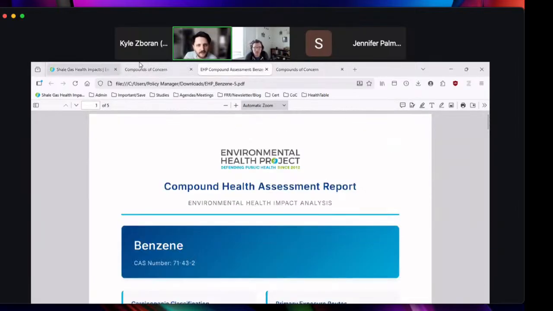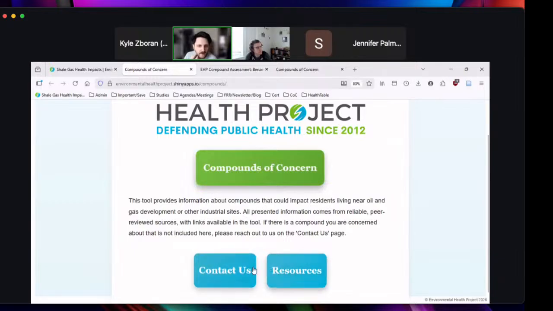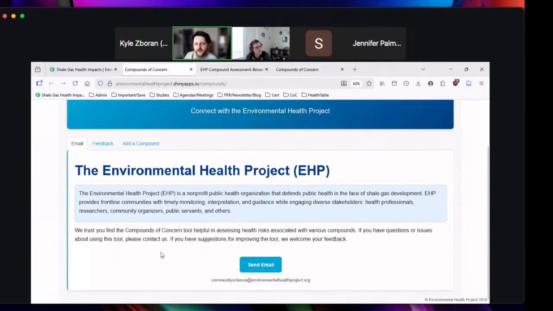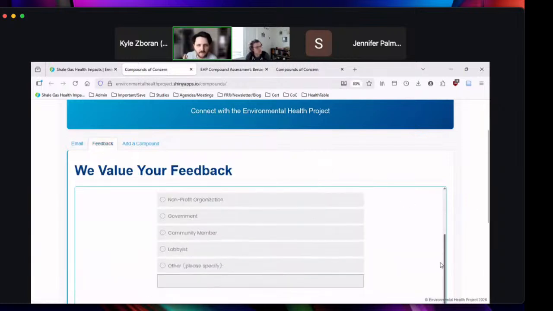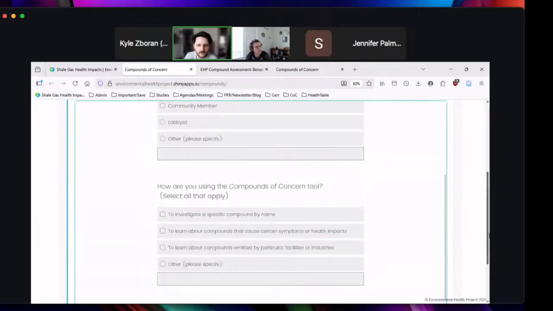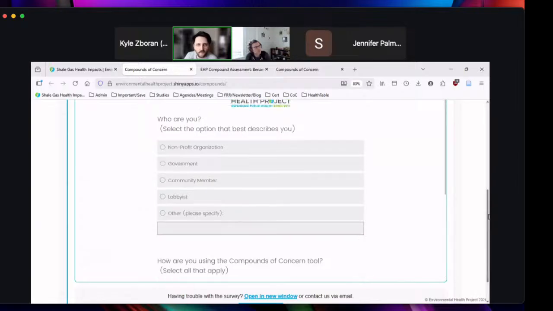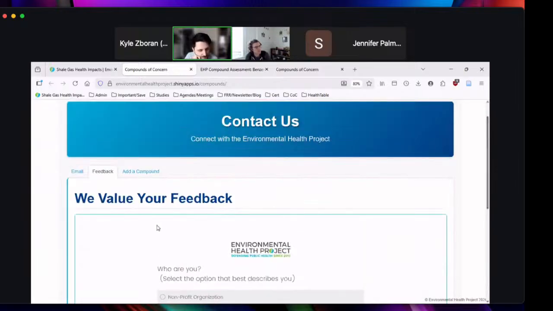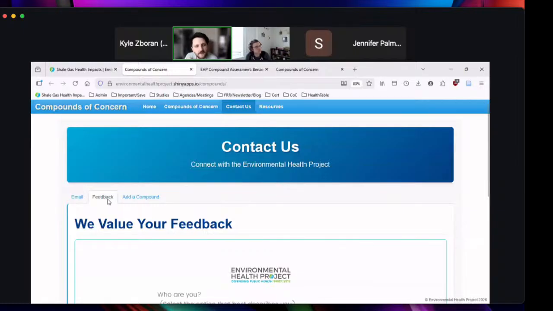Last thing I said I would do is go back over here to the homepage. There's a couple of resources at the bottom. The contact us is going to give you our email if you have general questions or suggestions. We do have a feedback form that, once you use the tool, would be great if folks could fill out to give us a little bit of feedback on what you'd like to see added or features that aren't very useful for you or something like that.